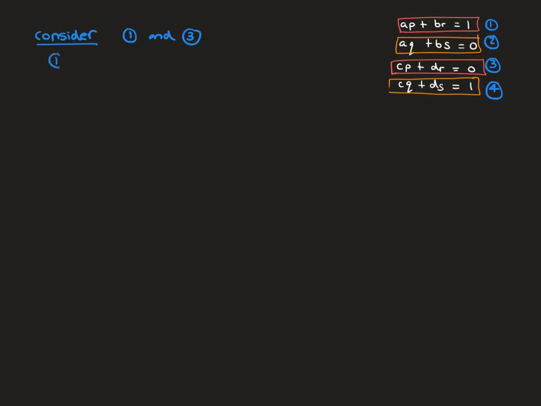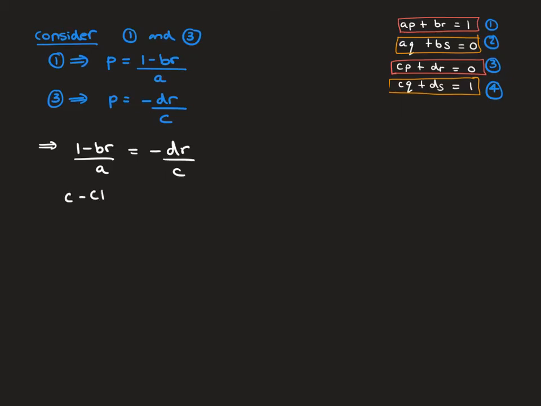Equation 1 will tell me that P is equal to 1 minus BR over A, and equation 3 will tell me that P is equal to negative DR over C. So what I can now do is equate these two versions of P, which tells me that 1 minus BR over A is equal to negative DR over C. And let's rearrange this. And we're going to find out what R is. So careful with your algebra.